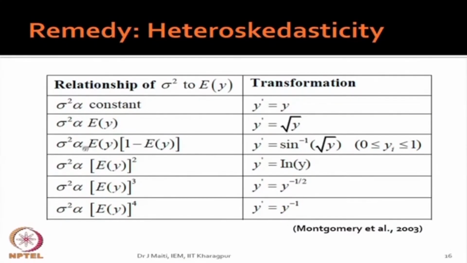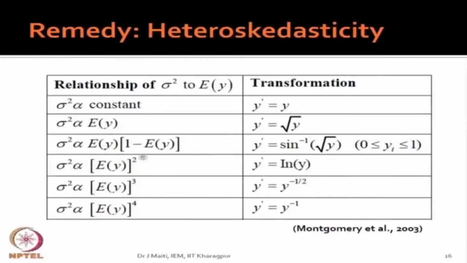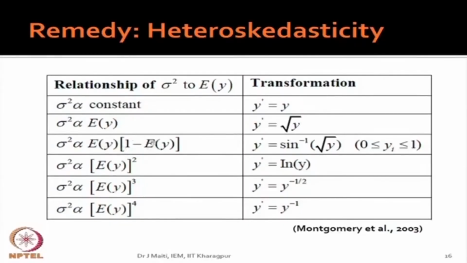Okay. Then the third one is sigma square proportional to the mean value times one minus the mean value. It is similar to what we talk about in the binomial case, p into 1 minus p type of things. Suppose the expected value of a binomial variable is p, and then the other value will be 1 minus p. So, under such a condition your transformation will be sin inverse square root of y.